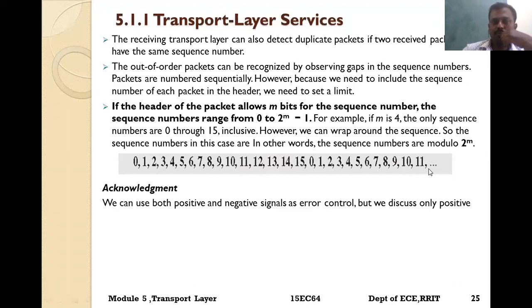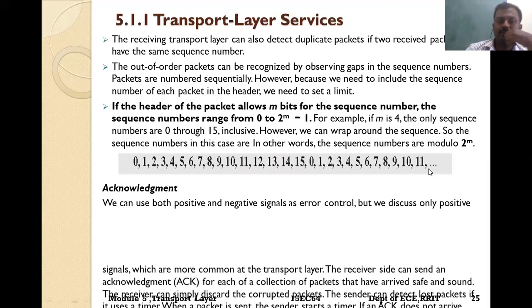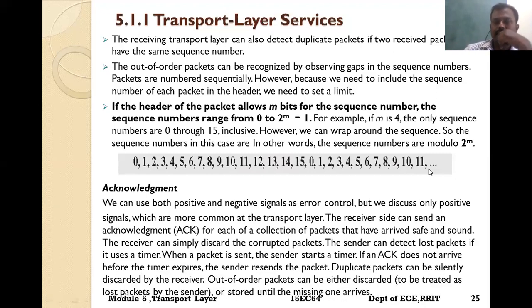Acknowledgement can use both positive and negative signals as an error control, but we discuss here only the positive signal. The receiver can send an acknowledgement for each of the packets that have arrived. The receiver can simply discard the corrupted packets. If a packet arrives safe and sound, then it will send a positive acknowledgement. So if the packet has been corrupted, it can just be discarded.